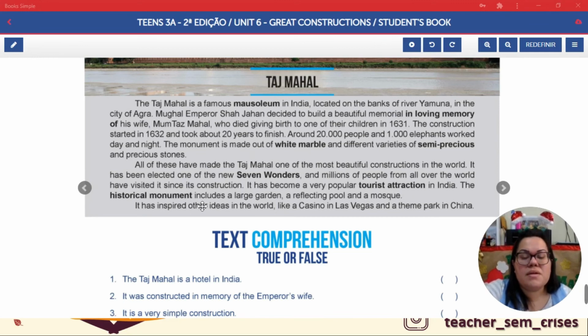The historical monument includes a large garden, a reflecting pool, and a mosque.